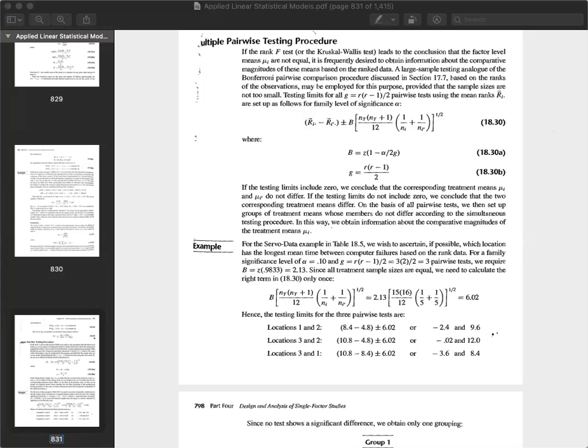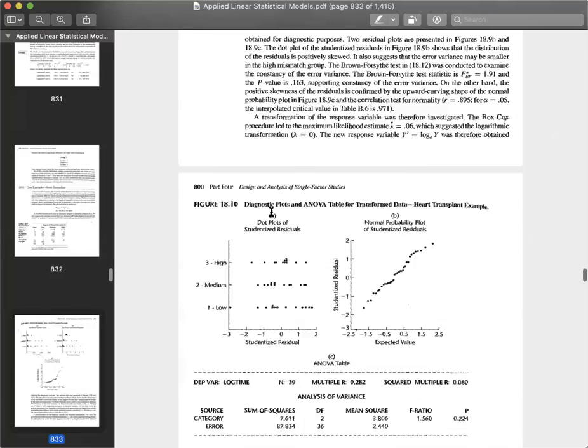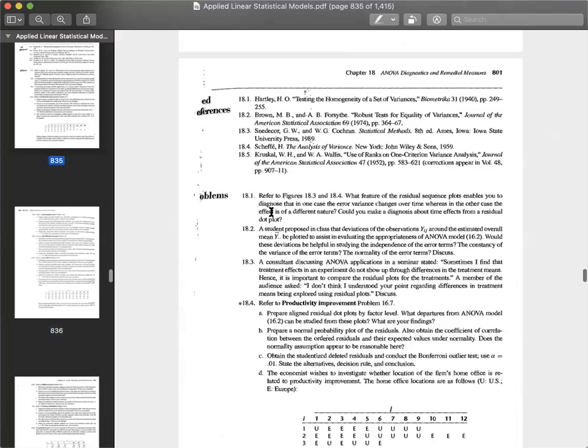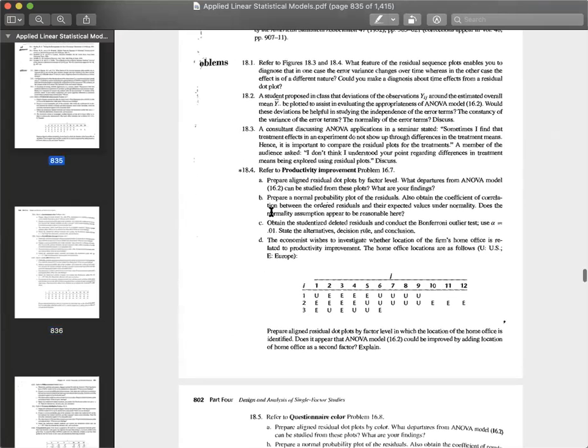Next, we're going to go over a few problems in the text. We will start with problem 1, I believe. Yes. So refer to figures 18.3 and 18.4.